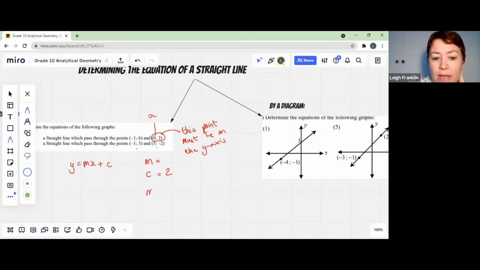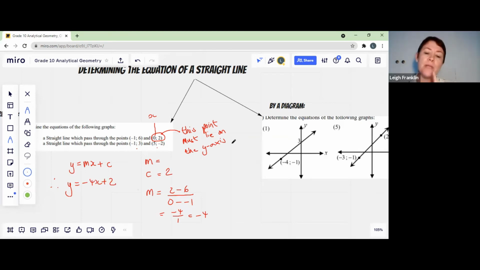So working out the gradient, we would say change in y, so 2 minus 6 over 0 minus -1. So that would leave us with -4 over 1, which would leave us with -4. You see the difference, Phoebe? So then we could quite confidently say, okay, well, the equation of this line is y equals -4x plus 2. So you've got to be able to understand the information that has been given.